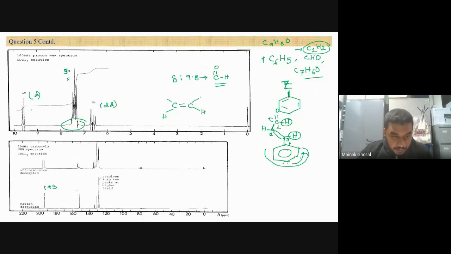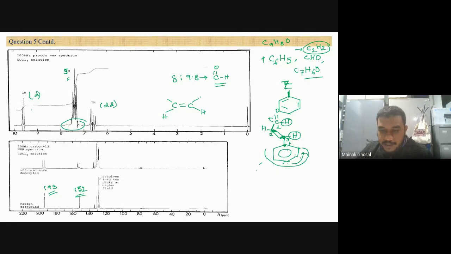One will be at 152. Another I have the data of 132 and 130 kind of thing. So in this region there are multiple peaks. 193 could be due to the presence of this aldehyde carbon. These aromatic carbons generally come at 130 to 135, right? So there is a high possibility that 152 could be this carbon, 2 or 3.